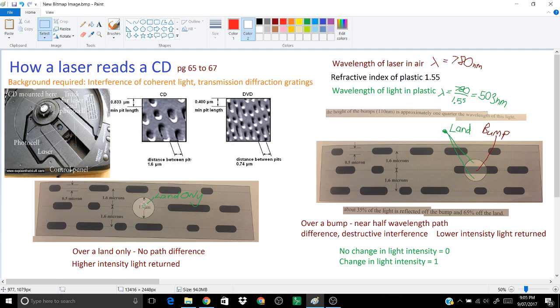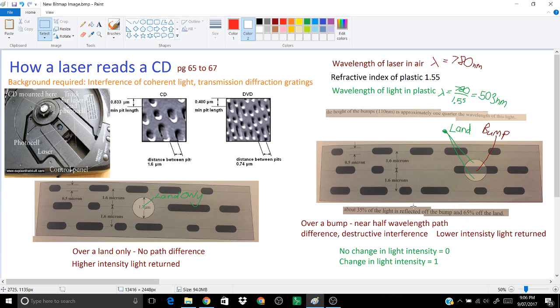Okay, now our laser beam has moved across here. More particularly, the laser beam's probably still; it's actually the disc that's spun around such that we're looking over this section. You notice that you've got that diameter of your laser beam. It is over a bump, but part of it is over a land as well. So the top and bottom bits are on the land, whereas the middle bit is over a bump. And we'll say that about 35% of the light is reflected off the bump and 65% off the land.